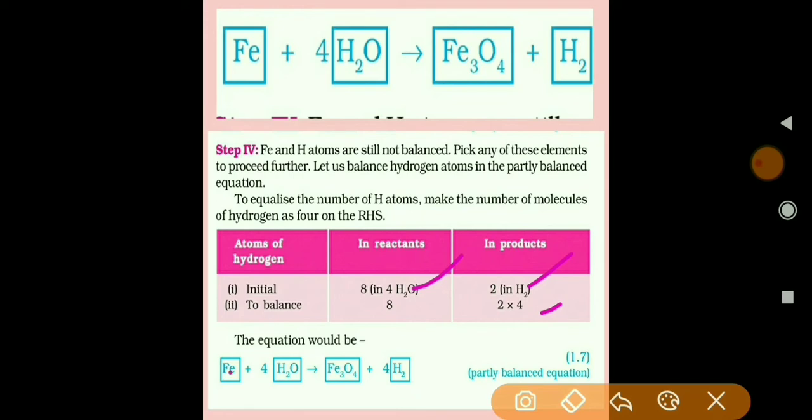Fe + 4H2O produces ferric oxide plus 4 hydrogen atoms, whereas in step 3 there was no hydrogen atom to be balanced. So equation 1.7 is also called a partly balanced equation.